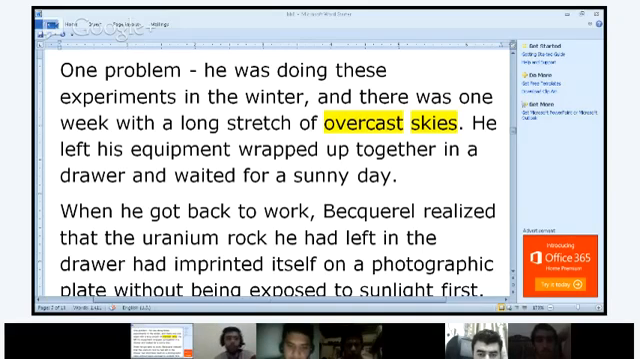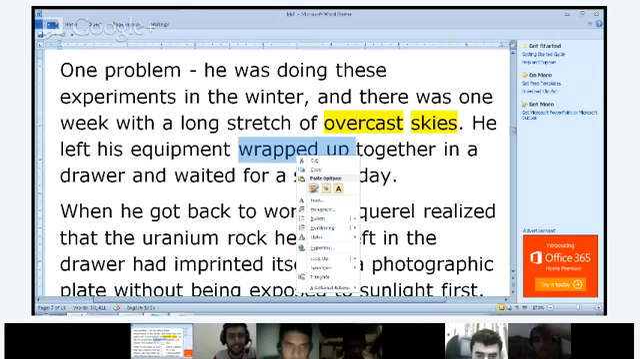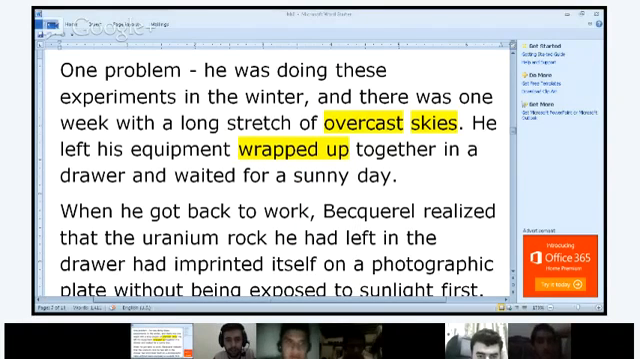So what did he do? He waited for a sunny day. Good. And before he waited, what did he do? He wrapped up. Sir, I have a problem with this word wrap up. Yes, this is a phrasal verb. What he did was he took all his equipment and wrapped it up together, maybe with a cloth. So he wrapped it all up and he put it in a drawer.